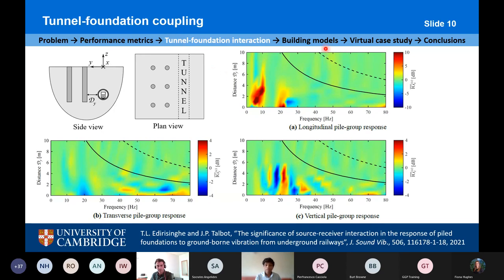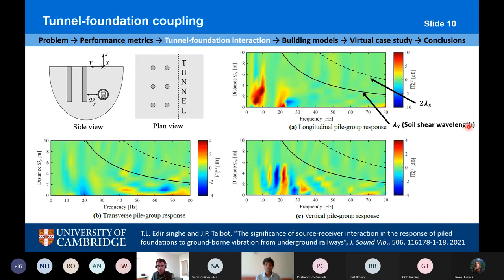and then comparing how the response differs when we account for coupling and when we neglect coupling. These three subfigures show, first of all, the longitudinal response along the length of the tunnel, the transverse response in the sideways direction, and the vertical response in the Z direction. In these contour plots, when you have big differences between the coupled and the uncoupled responses, you see either the red or the blue colors. When you see no difference between the coupled and the uncoupled responses, we have green in the contour plot.